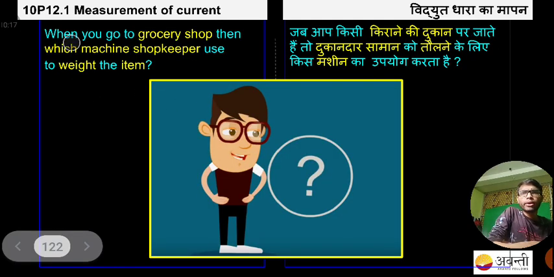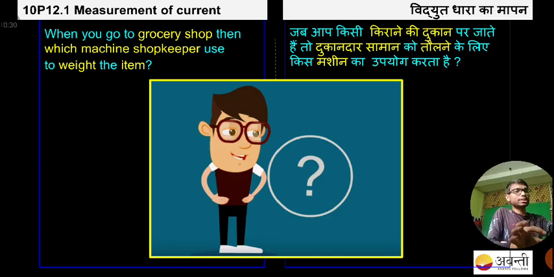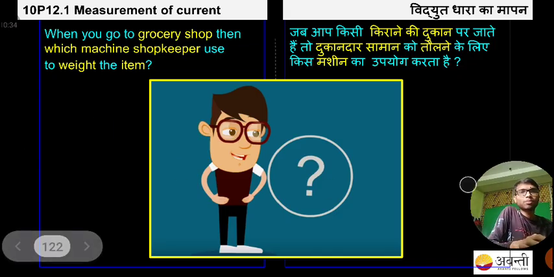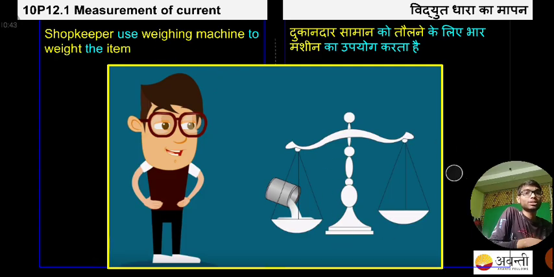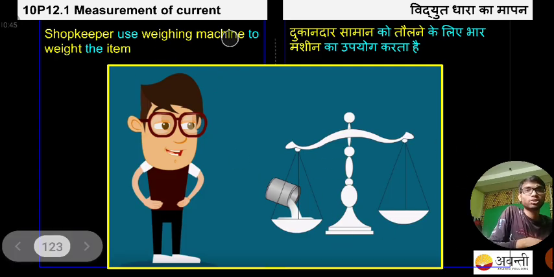When we go to a grocery shop, which machine does the shopkeeper use to measure items? I don't know the name of that device, but I can say that this device is used to measure in ration shops. The shopkeeper uses a weighing machine, to weigh the items.